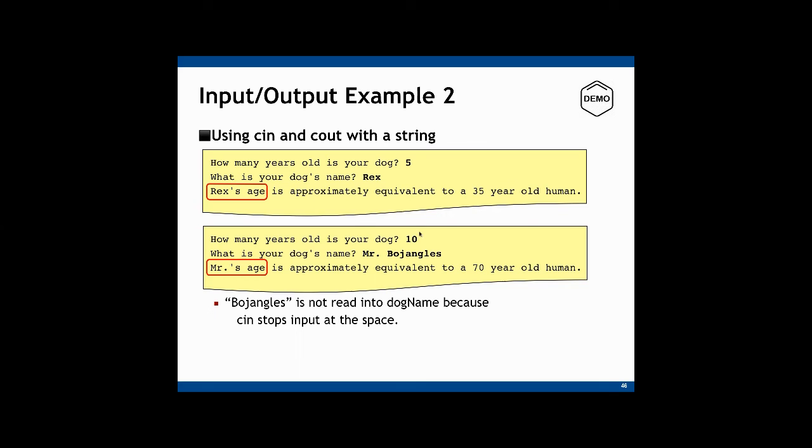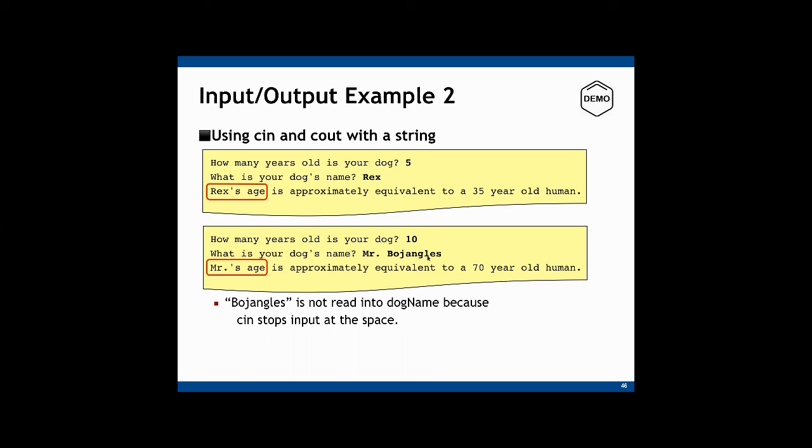But if users enter the dog name like this, Mr. Bojangles, and note that there is a space here, and the user enters this, the age is 70, which is correct because 10 times 7 is 70. There is no problem with this, but the name of the dog is not the expected result. The expected result is to print this whole string, but this program only prints Mr. It does not print this part. That's because cin reads the input data until it meets white space. Because there is a white space here, it only reads this part, not this part.